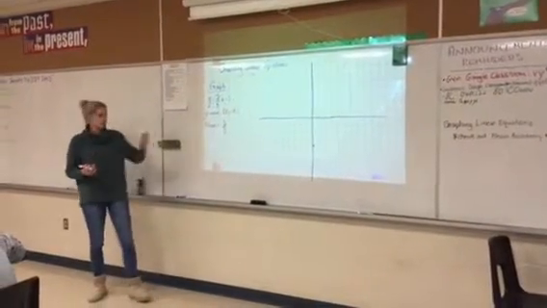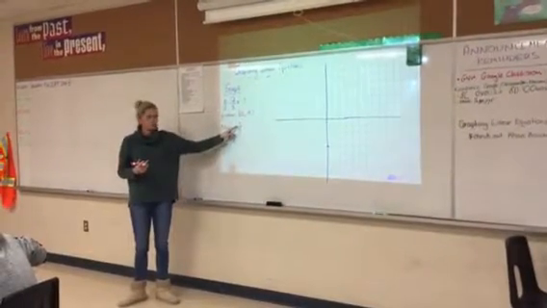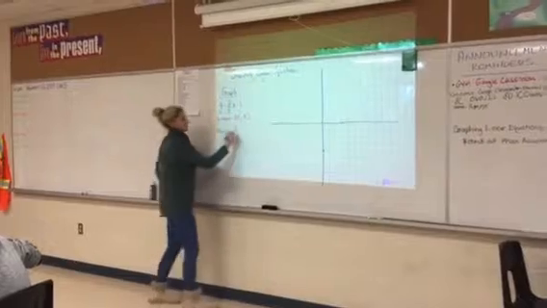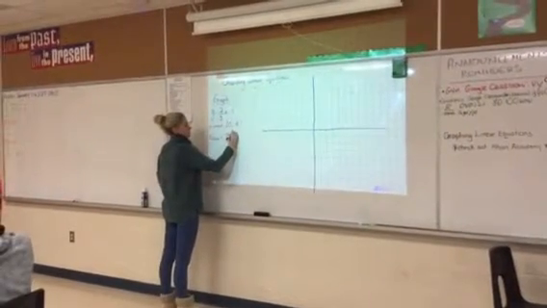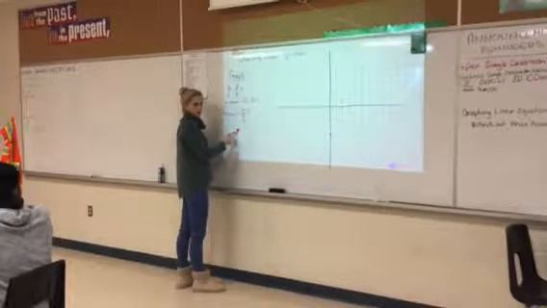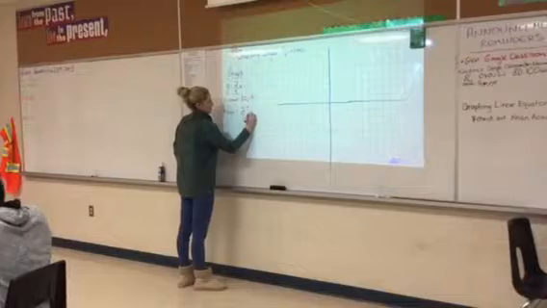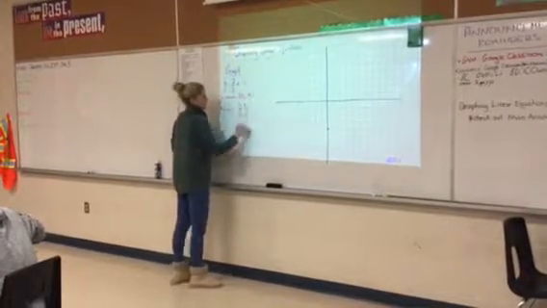What I like to do is actually draw the directions of where I'm going to be going. Okay, so this is my rise and this is my run. So I'm going to go up 2, and what am I going to do with the 3? I'm going to go to the right 3. So I'm going to go up 2 and I'm going to go over 3.